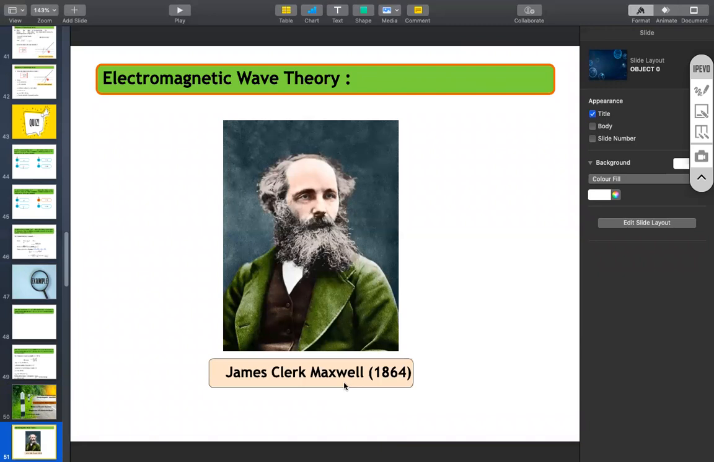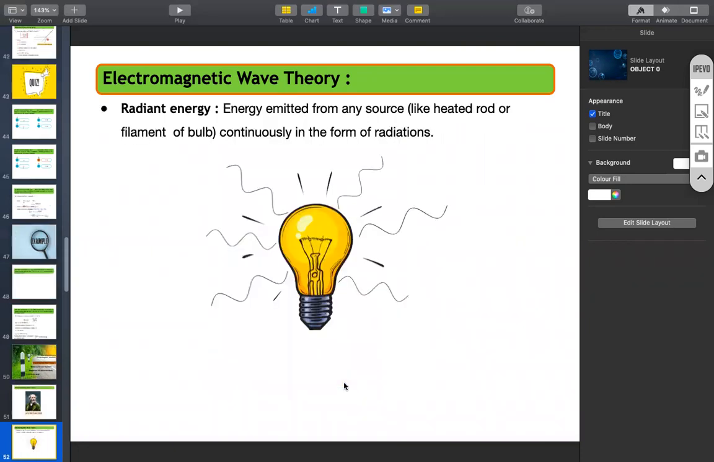Now we are coming to the electromagnetic wave theory that was given by James Clerk Maxwell in 1864. This electromagnetic theory says that if there is a heated object, heated rod or filament bulb, they radiate energy, but the energy is emitted in the form of radiations. It is like a wave thing, not discrete particles. Energy is emitted from any source continuously in the form of radiation. That is what electromagnetic wave theory says. Any doubt till here?